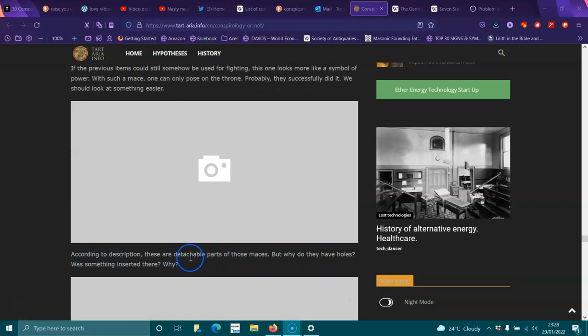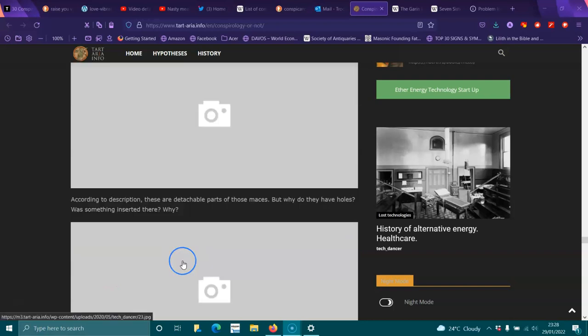According to the description, there are detachable parts of these maces, but why do they have holes? Was something inserted in them? And why?